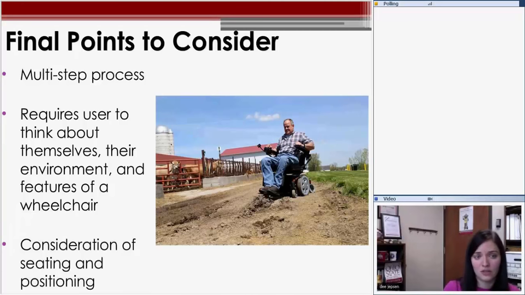As a user, you want to think about yourself, think about your environment, and also think about the features of the chair. And then also think about things such as seating and positioning and the implications those have for your tolerance for sitting in the chair, and making sure that if you are a full-time user, the seating system does allow for you to sit in the chair 12+ hours a day.